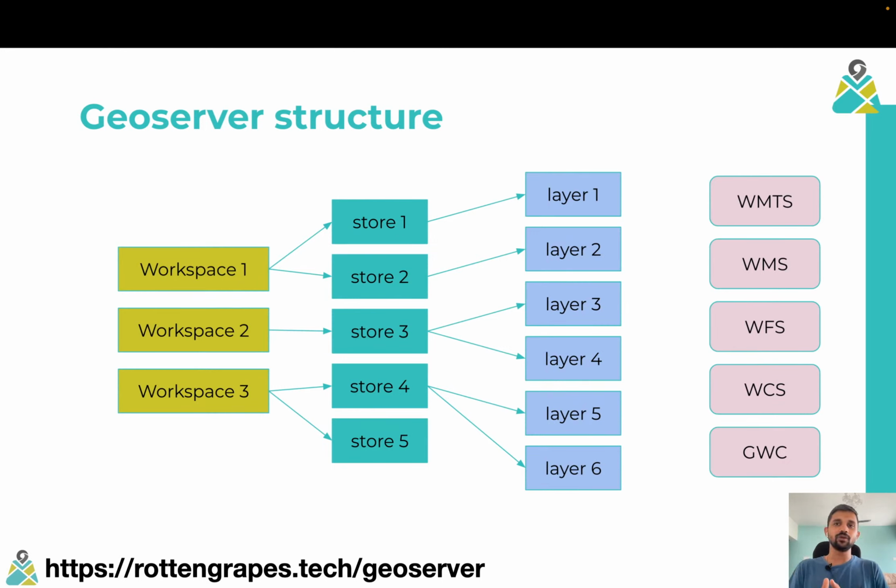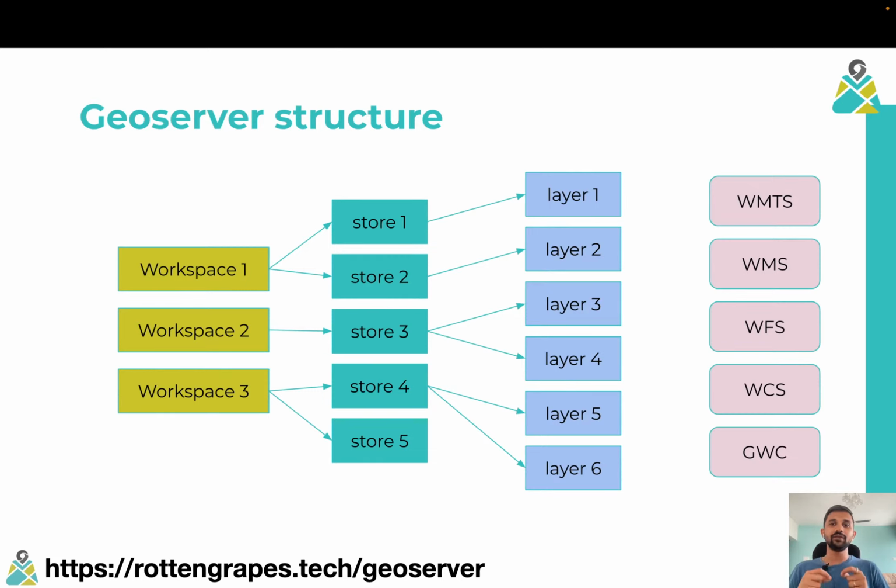Similarly, I forgot to mention that a workspace will contain multiple stores, but each store will be only connected to one workspace. So one workspace can have multiple stores, but one store will be only a part of one workspace. Similarly, one store can have one or many layers. It will depend upon what type of store it is. And finally, our journey ends here.